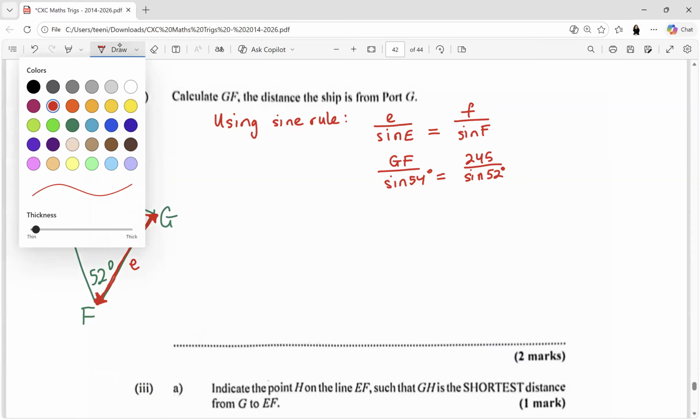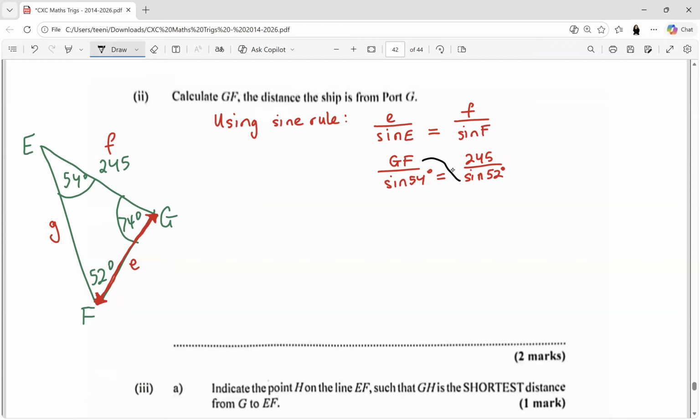And now we make GF the subject. So to make GF the subject, I'm going to cross multiply. So I'm going to say GF by sine of 52 is equal to 245 by sine of 54. And that would therefore mean if GF by sine of 52 is equal to 245 by sine of 54, then GF can be found by dividing throughout by sine of 52. So I'll divide 245 sine of 54, dividing that by sine of 52.